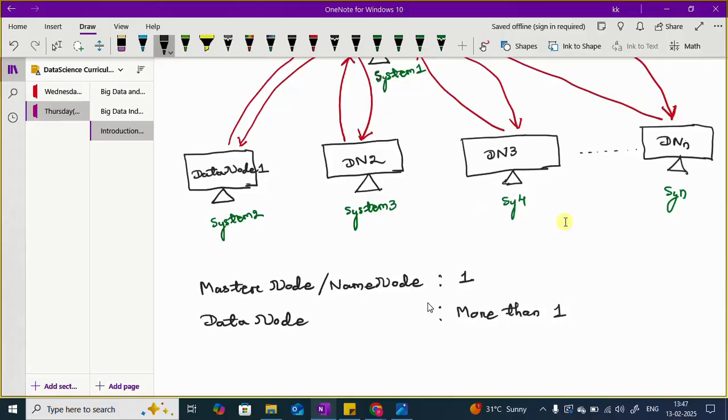Okay. In addition to the master node and data node, there is another node also present, that is called the secondary name node. We'll see each and every component in depth going forward in the upcoming classes. Don't worry about that. Okay, today is the first class. I'm just building the foundation, building the enthusiasm, and trying to make you comfortable with all this terminology.